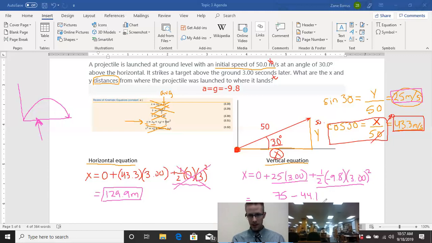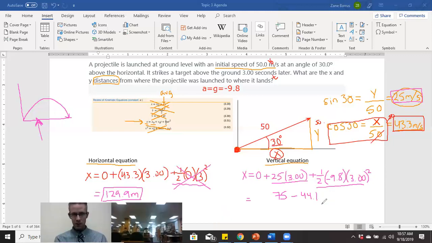Okay, if I subtract those two values from each other, 75 minus 44.1 gives me 30.9. So 30.9 meters, and that's my vertical distance that this object travels. So we've solved the problem. Let's just make sure that it makes sense, and then we're done.